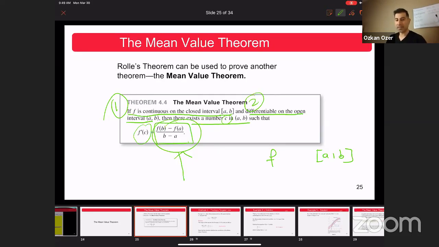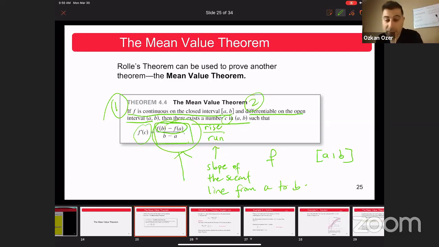So what is f of b minus f of a? It's the rise from a to b, and then this is the run, right? Rise over run, correct? Rise over run. And in fact, this is the slope of the secant line from a to b, right? Everybody agrees? Slope of the secant line from a to b.